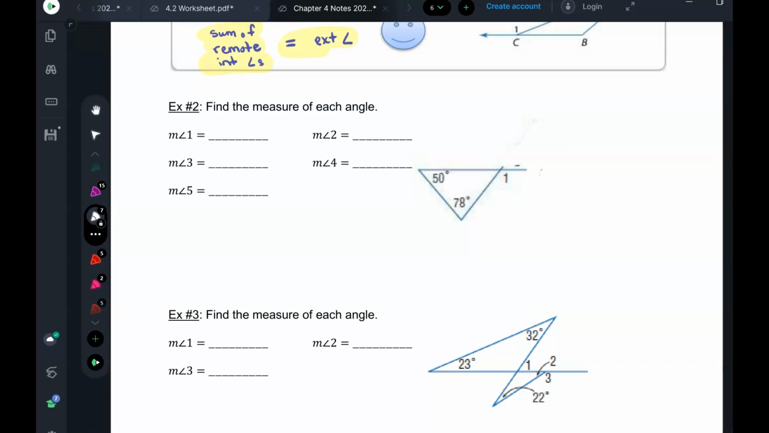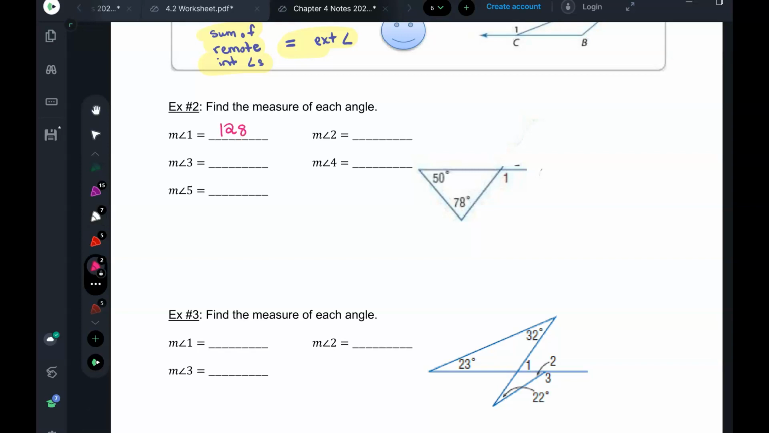Okay. Take a look at angle 1. Is angle 1 an interior or an exterior angle? Exterior. And what are the two remote interior angles? 50 and 78. So what do we know about the relationship there? They have to equal the exterior. So can I just add these two together? Yeah. What are these two added together? 128.